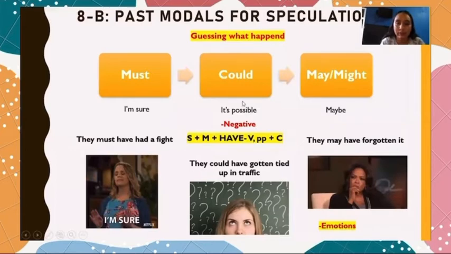In this topic, it's similar to the last one, but we use past modals for speculation, to guess what happened. Must, could, and may, might. Must means that I'm 100% sure. Could, like every person sure, it's possible, and may, might, like 50%, maybe. And in the negative form, must and could mean that it's impossible.